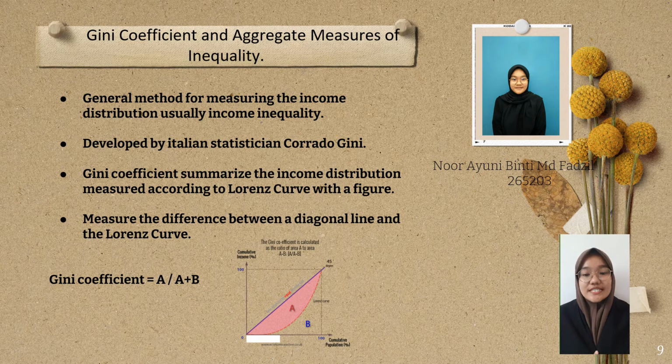The Gini coefficient is a general method for measuring income distribution, usually income inequality, developed by the statistician Corrado Gini. The Gini coefficient summarizes the income distribution measured according to the Lorenz curve with a figure. It measures the difference between a diagonal line and the Lorenz curve. The formula for the Gini coefficient is A divided by A plus B.